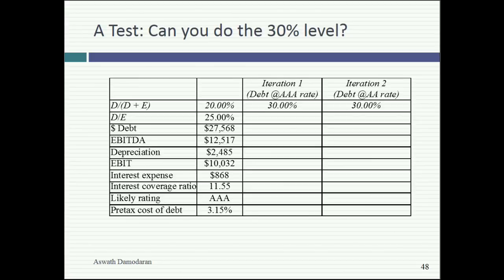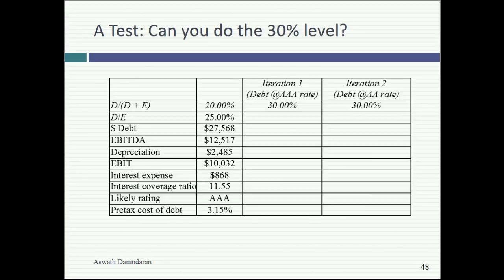Everybody with me so far? Now comes three really easy numbers. What are the next three numbers going to be? EBITDA, depreciation, and EBIT. They're going to be exactly what they were at 20% debt. Why? Because I'm doing this recapitalization. So you can copy down 12,517, 2,485, and 10,032 as EBITDA, DA, and EBIT.